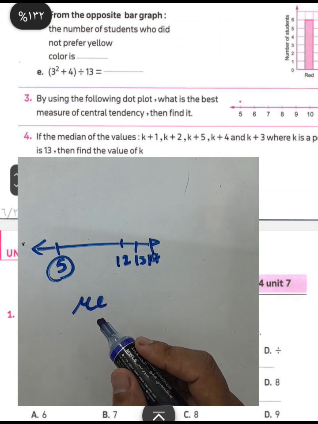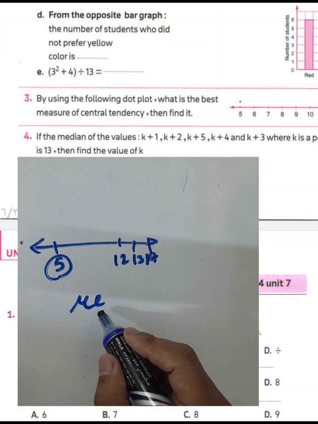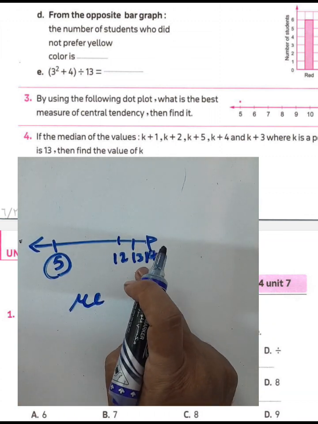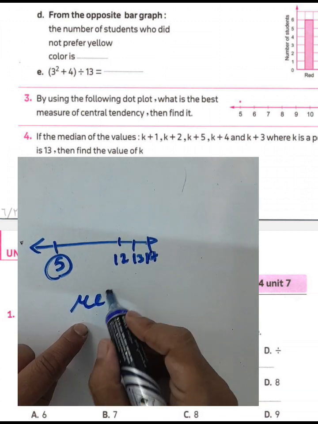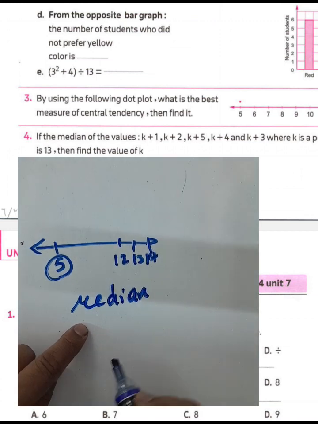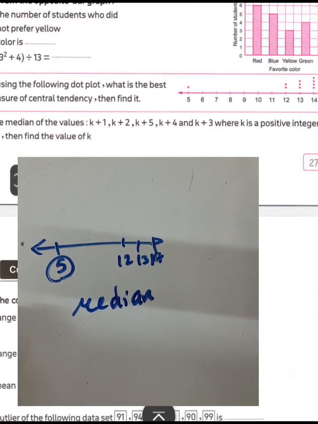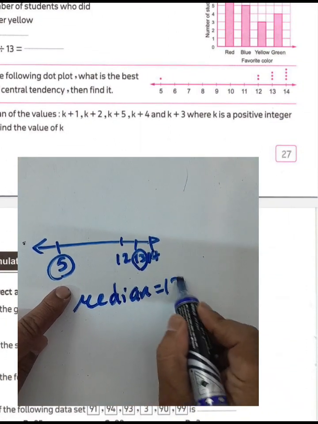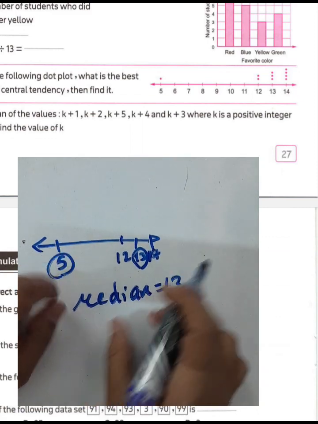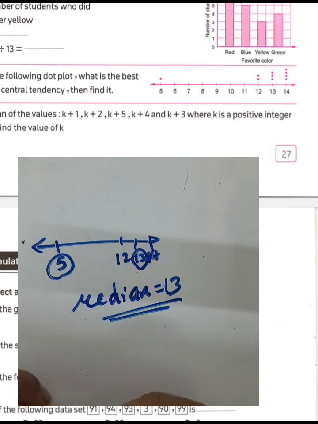By using the following data, what is the best measure of center? We have 5, 12, 13, 14. We must use the median here. And what about the median? We have 5, 12, 13, 14. We must cancel the outlier and use the median between 12, 13, and 14. It will be 13, the median. Understood this question? It's very important.